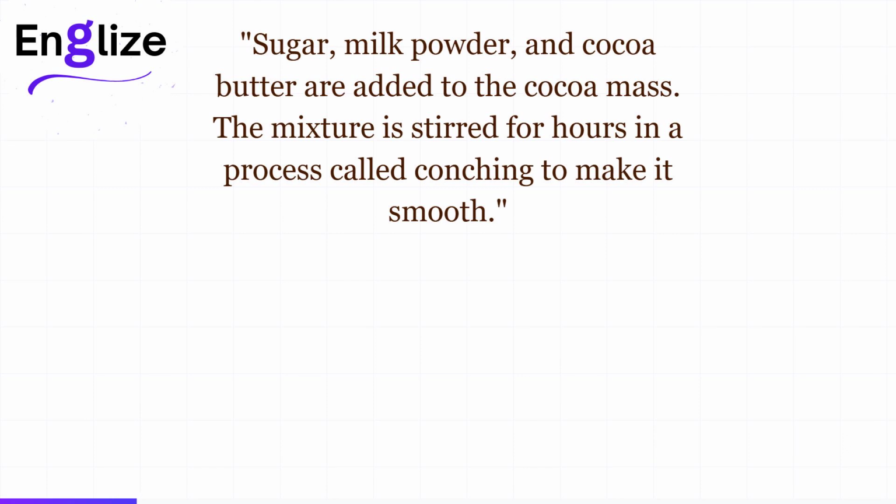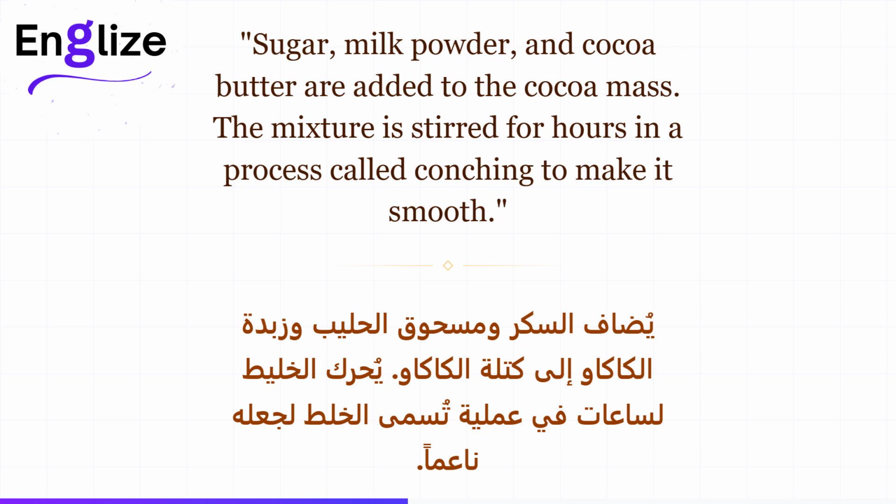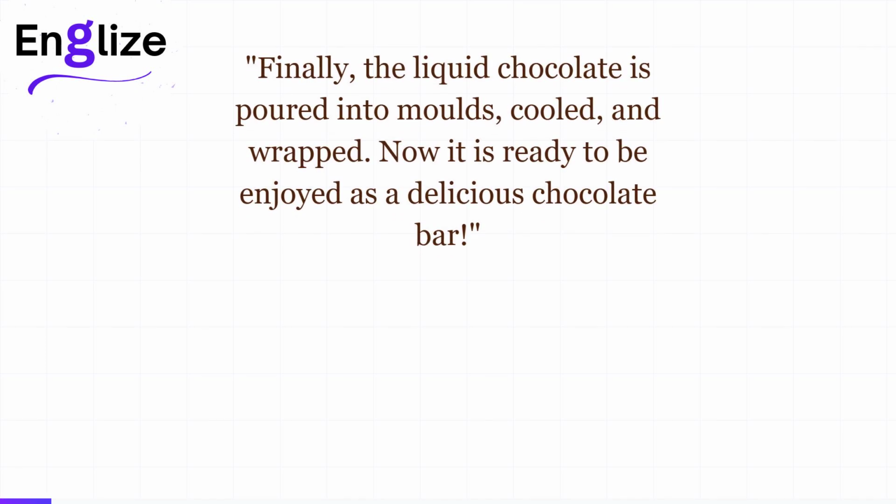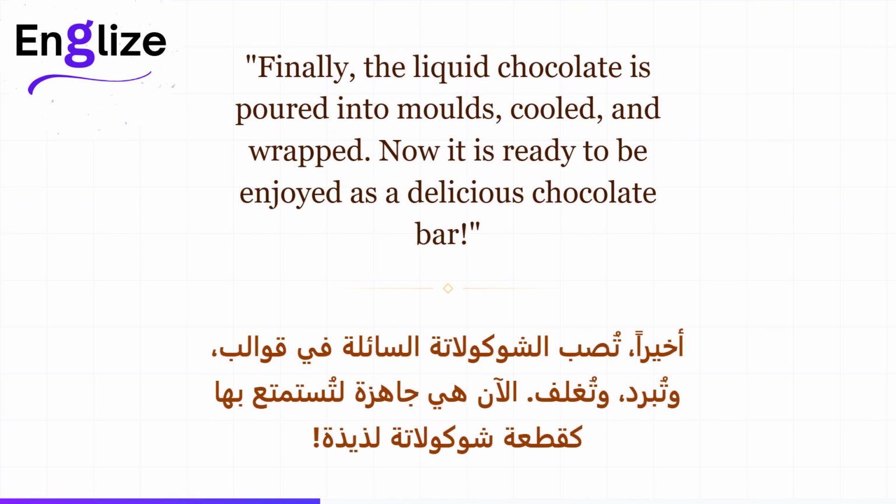Sugar, milk powder, and cocoa butter are added to the cocoa mass. The mixture is stirred for hours in a process called conking to make it smooth. Finally, the liquid chocolate is poured into molds, cooled, and wrapped. Now it is ready to be enjoyed as a delicious chocolate bar.